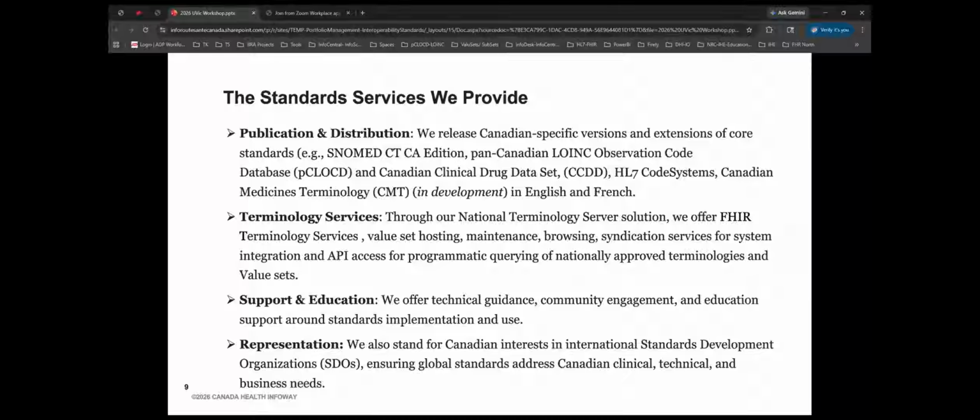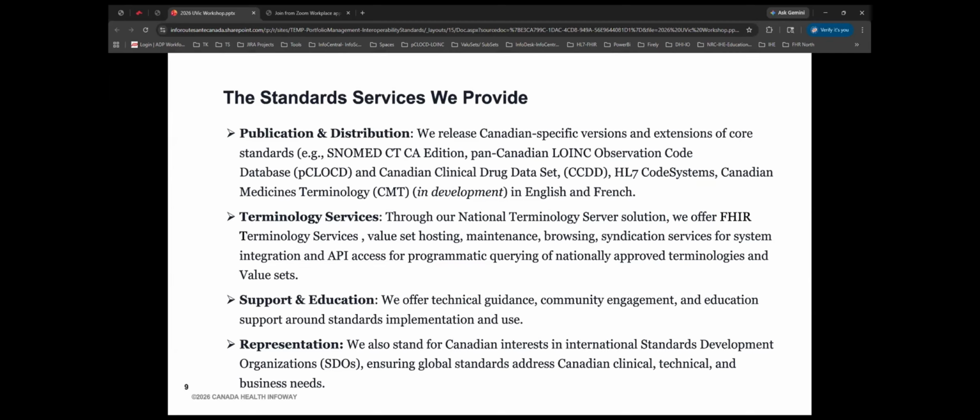Okay, so the first thing that we do, and one of the main pillars of the CSRC, is publication and distribution. We release Canadian standards like SNOMED CT-CA, the Canadian edition, LOINC, the pan-Canadian LOINC, which is the PCLOCD, and the CCDD, which is the Canadian Clinical Drug Dataset. All of this is done in both English and French, and this is work that never really stops. It's ongoing work. We do more than 18 releases a year. So as you can probably appreciate, it's a long-term commitment, not just a one-time thing.